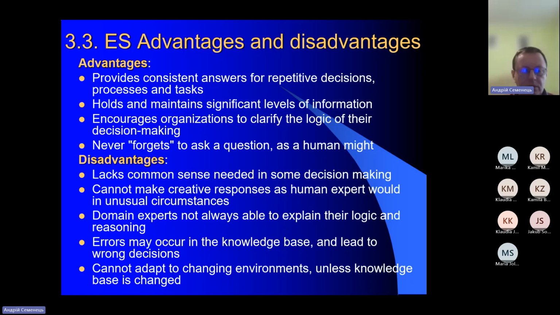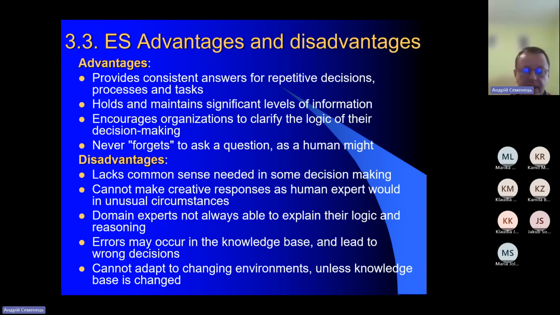Okay, so the advantages and disadvantages of expert systems. Obviously, they provide consistent answers for repetitive decisions, maintain a significant wealth of information, encourage organization, and clarify the logic of decision making. But of course, disadvantages are still present: lack of common sense needed in some decision making, as in the previous lecture on statistical hypothesis, and difficulties with creative responses.